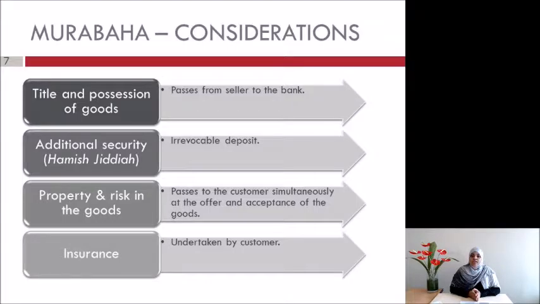The property and risk in the goods passes to the customer simultaneously at the offer and acceptance of the goods. And you understand how this is so because a Murabaha in itself is a trade, and hence all rules of contract apply to it. Additionally, a bank could also require the customer to take insurance on the goods, and one can understand this because of the risk element involved in title and possession of goods, and also the bank wanting to cushion itself from any unwanted damage of the goods.